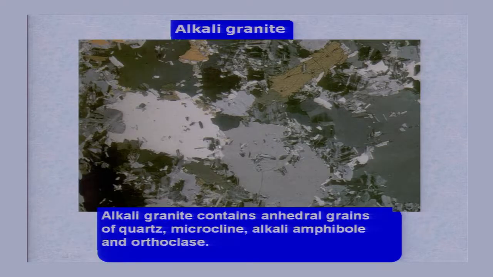Citing another example of alkali granite. Alkali granite contains anhedral grains of quartz and microcline. You have never heard about microcline till now. Microcline shows cross hatch twinning. At this place you can see some grains that show cross hatch twin crystals very well. This is alkali amphibole, and this is orthoclase. Therefore, the rock is alkali granite, as it contains anhedral grains of quartz, microcline, amphibole and orthoclase.